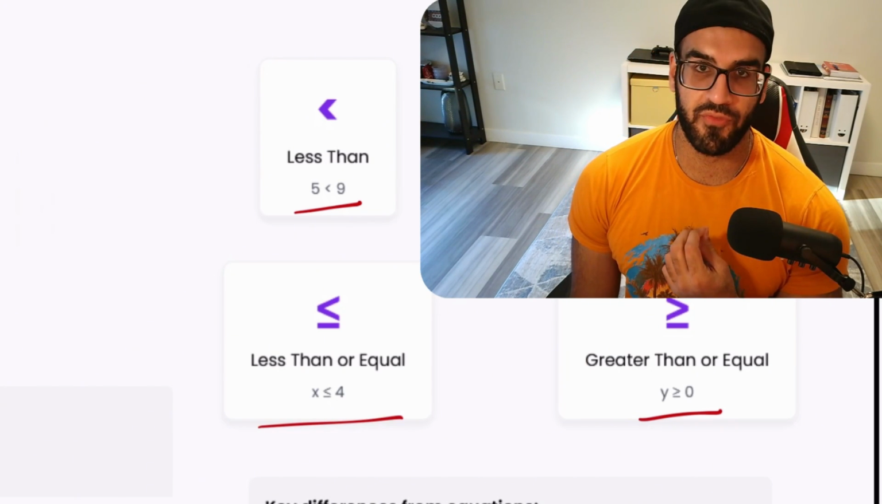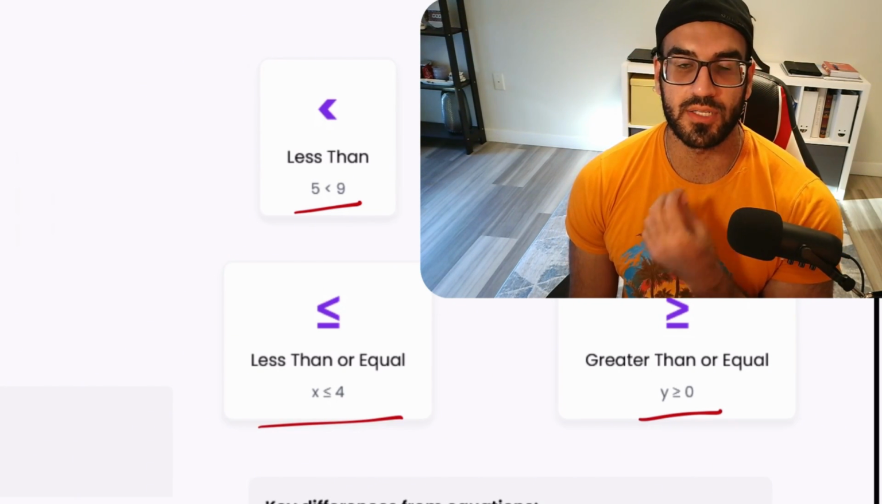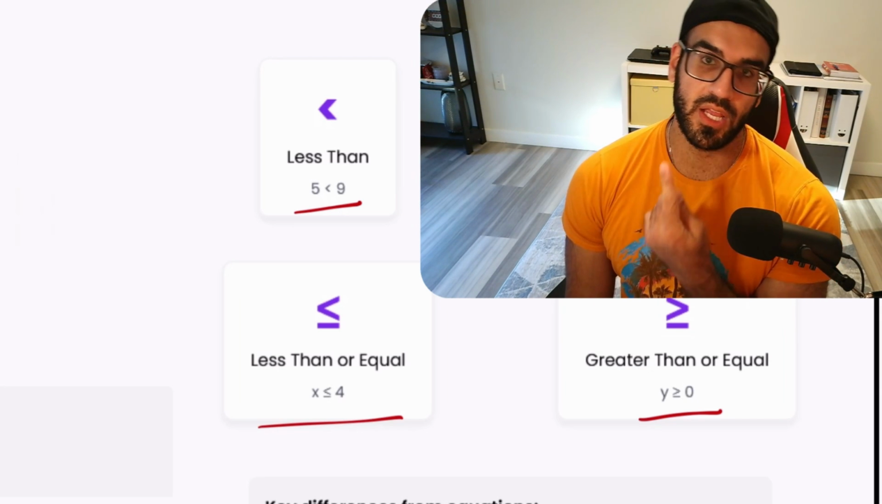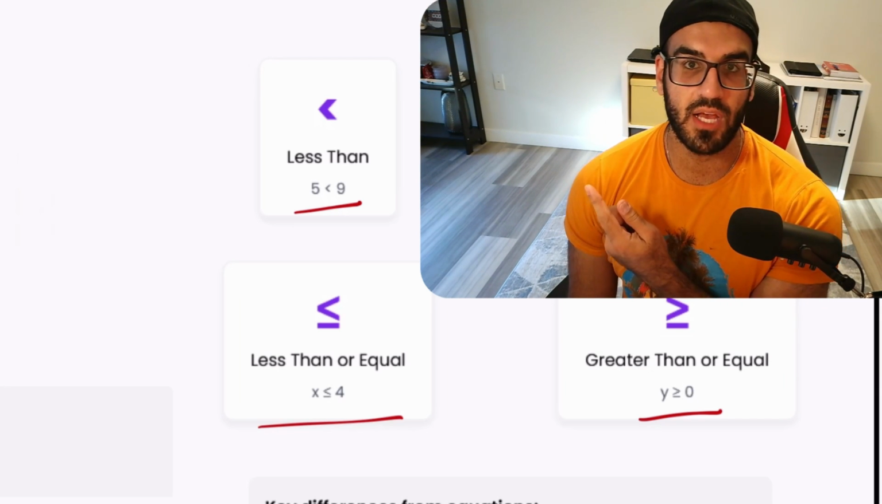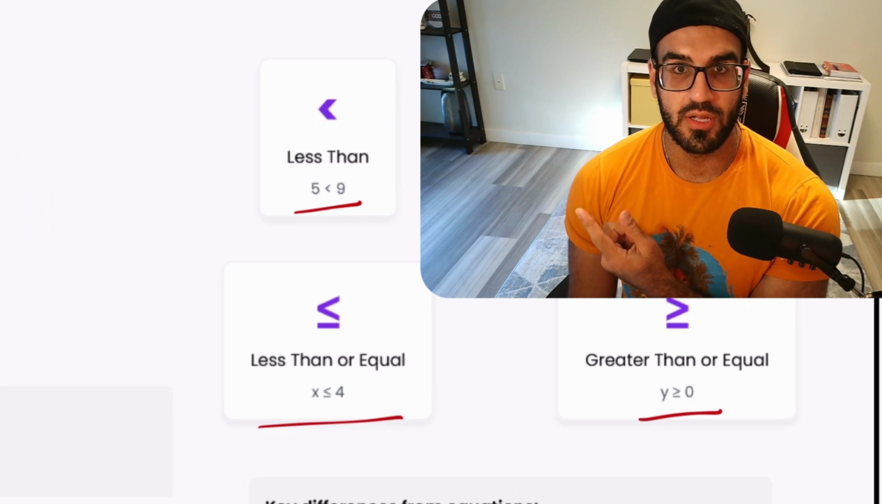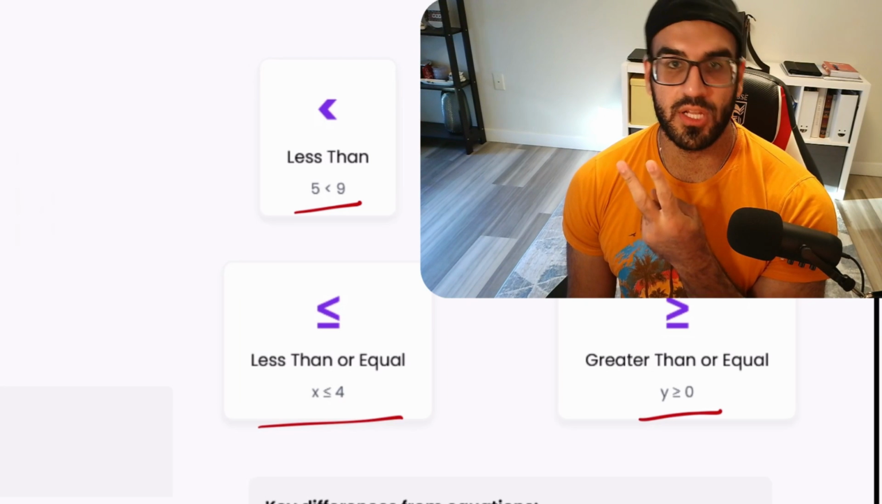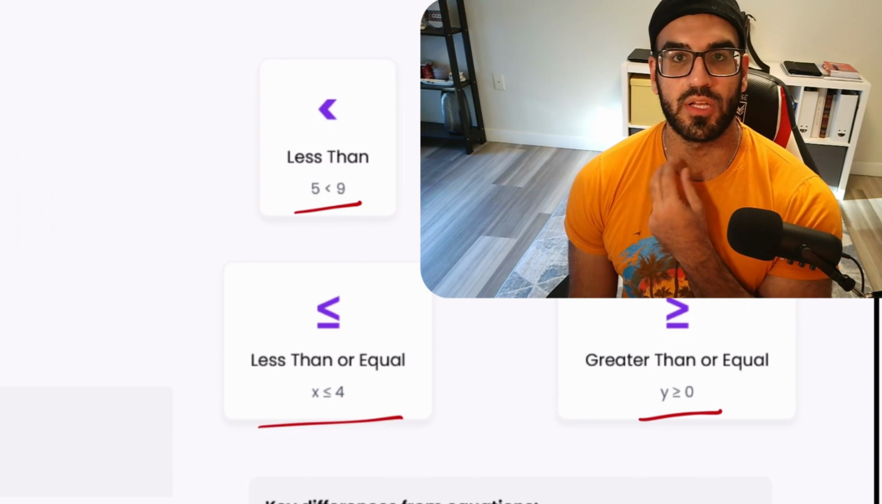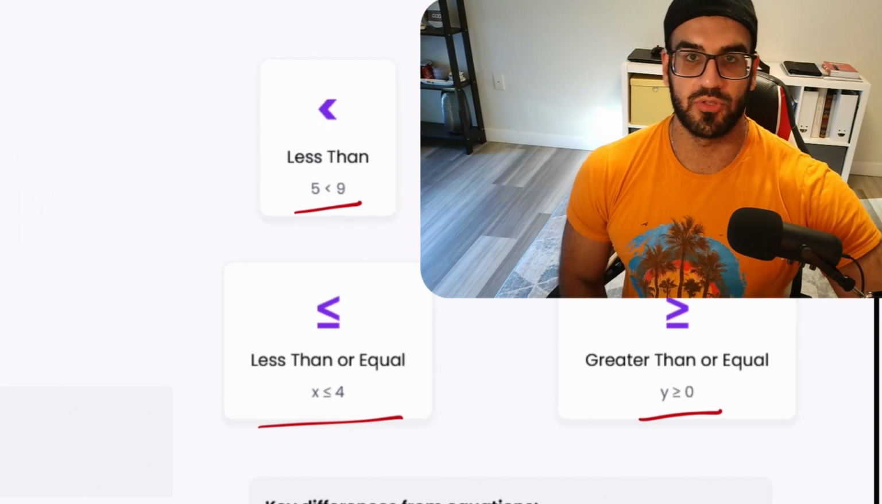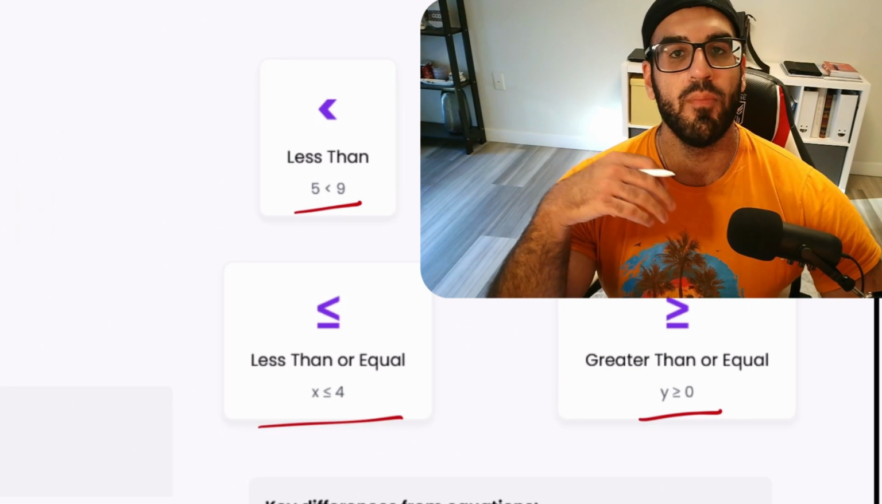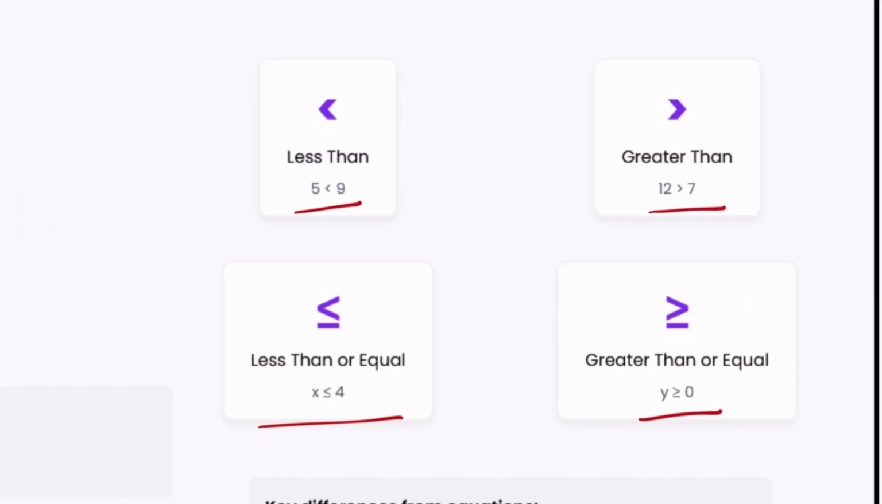So the only difference between these two symbols is one thing: the right side of the expression is either included, which we call equal, or not included, which we call excluded, which we call smaller than or bigger than. So that was the only difference. It's not that hard, but it is very important.